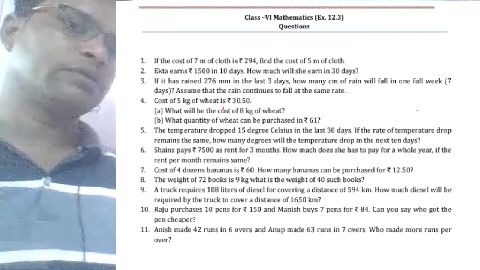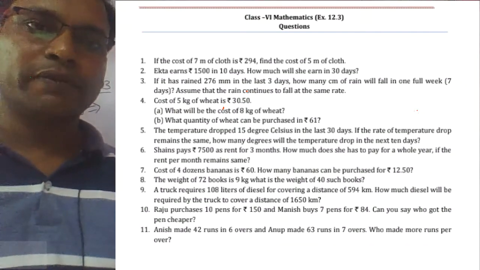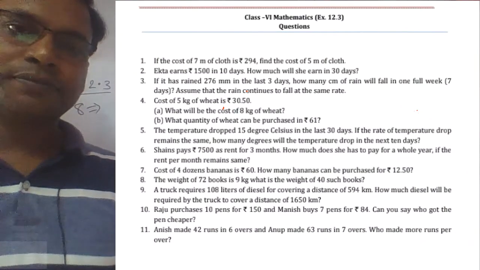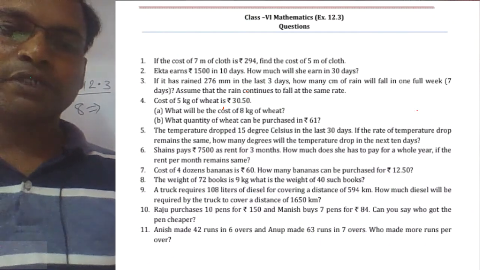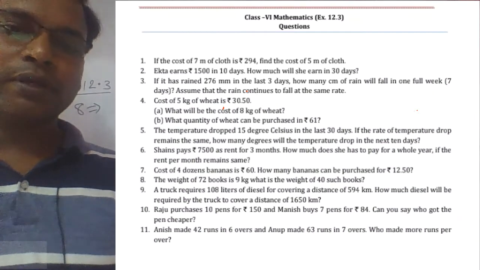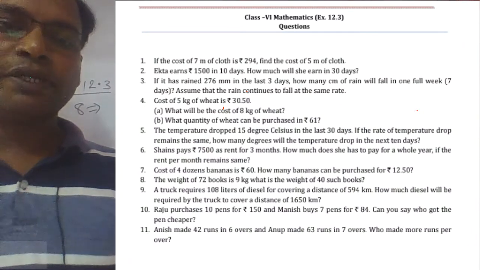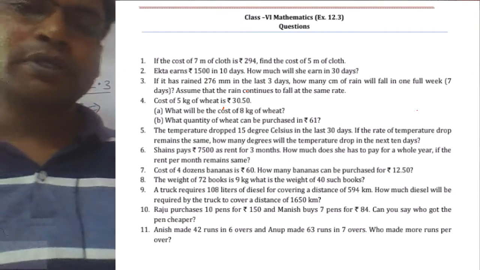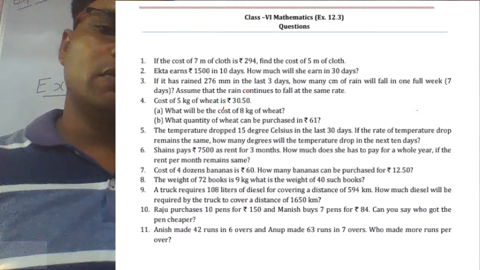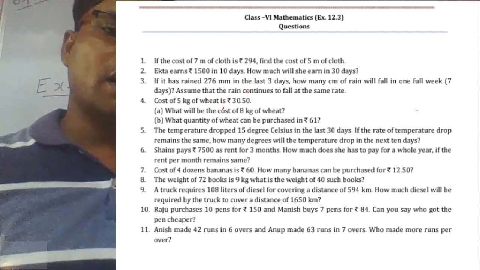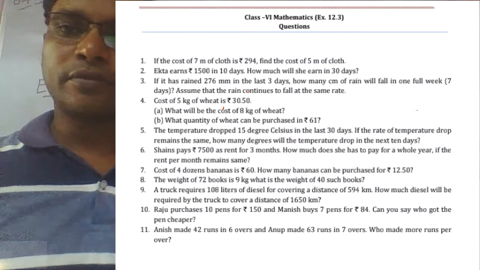So first we find the weight of 1 book. After this we find the weight of 40 such books. Clear? So for this, the weight of 1 book is equal to 9 by 72. And after this we find the weight of 40 books. We multiply 9 by 72 into 40.